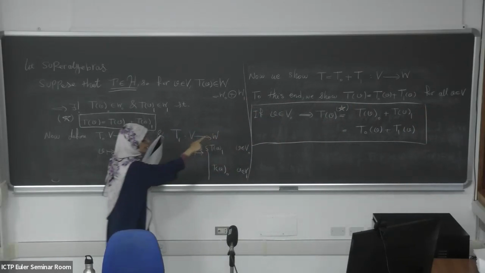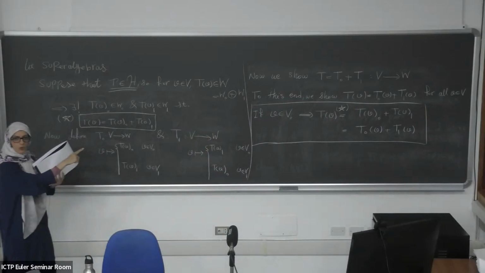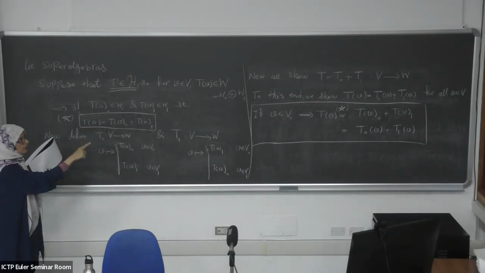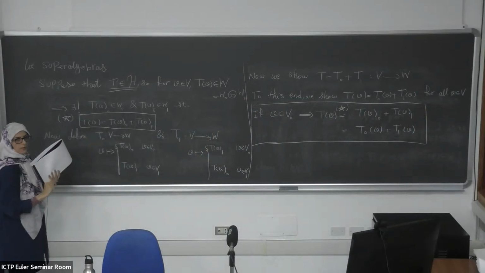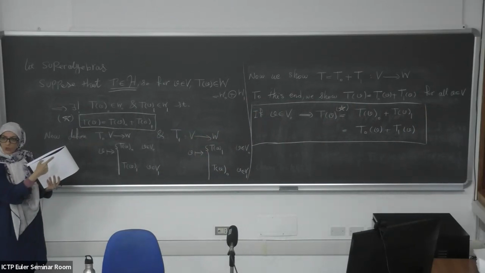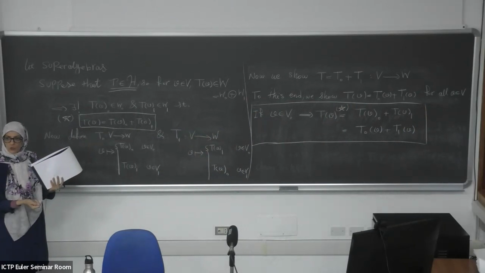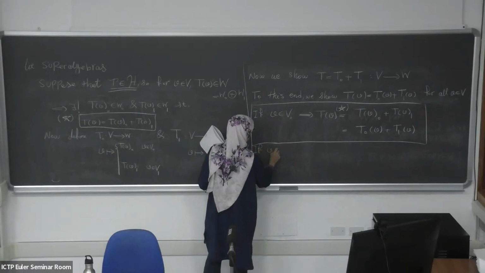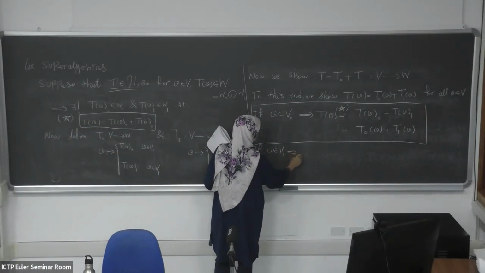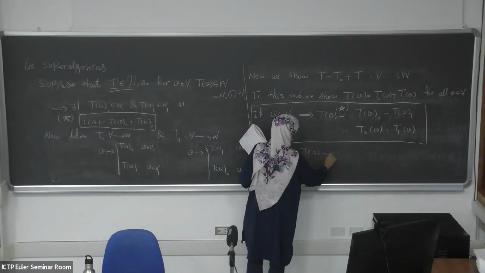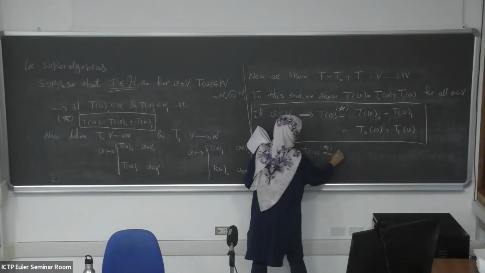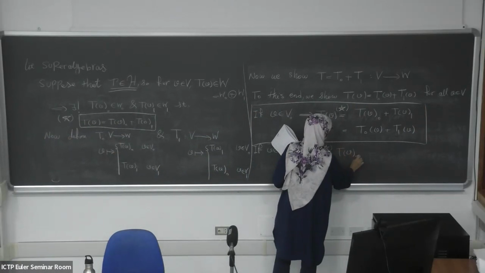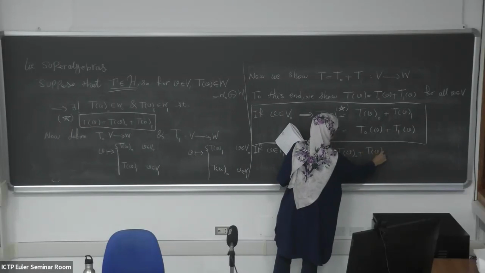So if v is an element of V0, I prove that T on v equals T0v plus T1v. Now we need to show this for v belonging to V1. If v is an element of V1, then Cv, again using the star, is Cv0 plus Cv1.